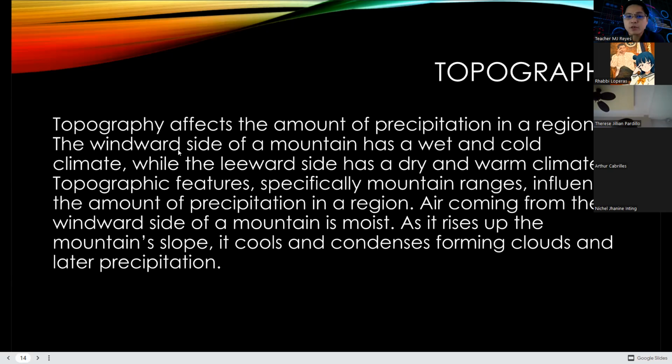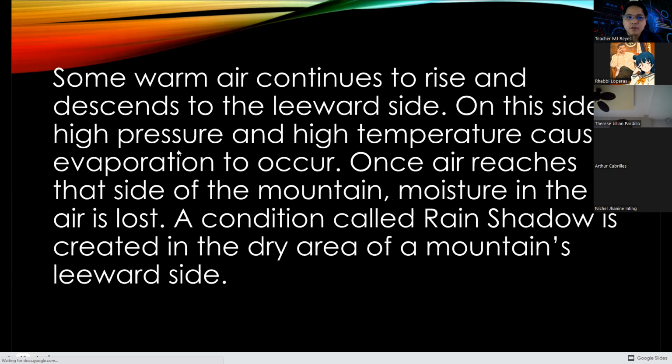Air coming from the windward side of the mountain is moist. As it rises up the mountain slope, it cools and condenses, forming clouds and later precipitation. Some warm air continues to rise and descends on the leeward side.